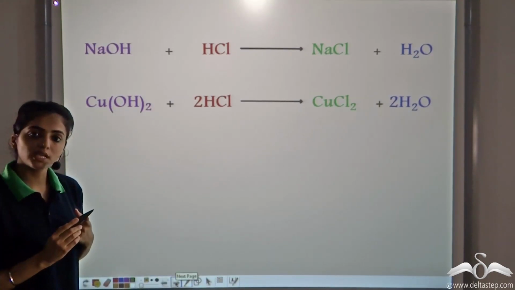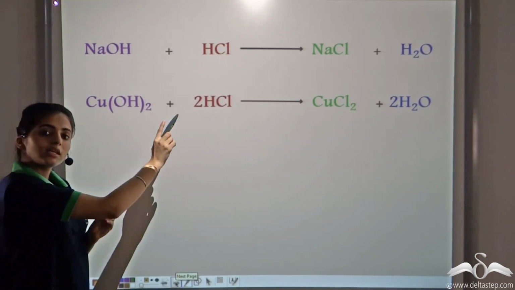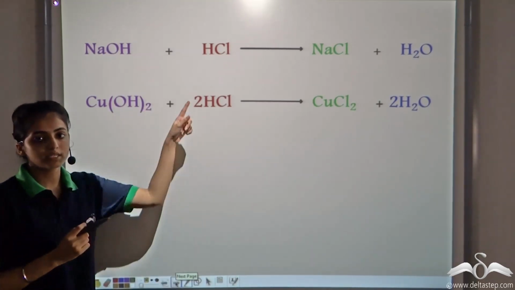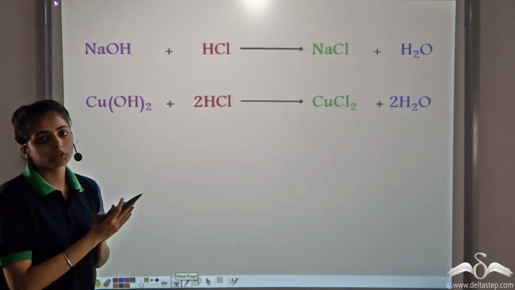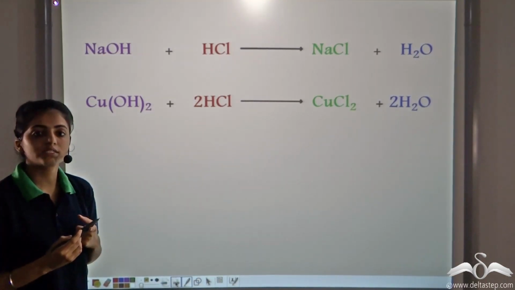Similarly, the metal hydroxides are also bases. When the metal hydroxides react with acids, in this case HCl, they form the corresponding salts and water. This reaction is known as a neutralization reaction.